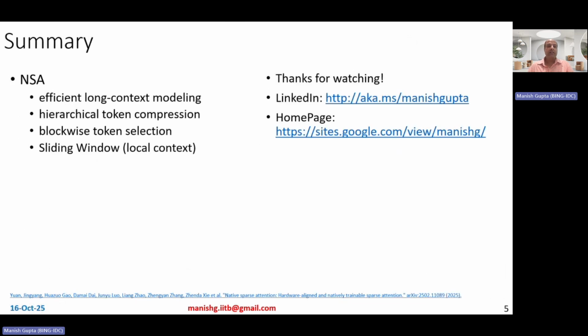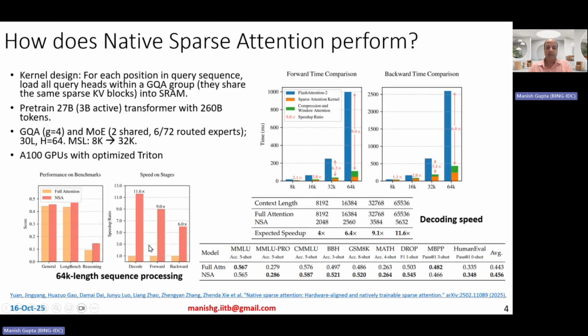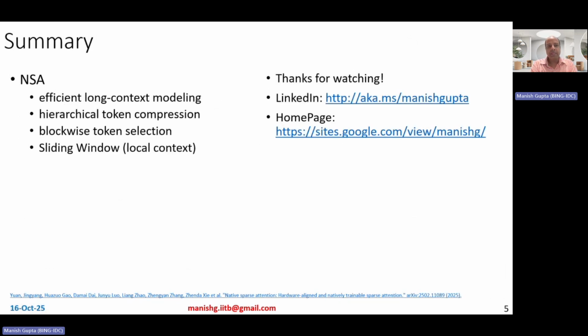In short, we talked about the NSA method in this video. It is a method to do efficient long context modeling by specifically pre-training models using the NSA approach. The NSA approach consists of 3 different methods: hierarchical token compression, where hierarchy just means 2 levels, blockwise token selection, and then sliding window to implement local context-based sparse attention. They show significant speedups, something like 9x, about 11x at decoding time, and significant speedups for forward and backward passes at train time.